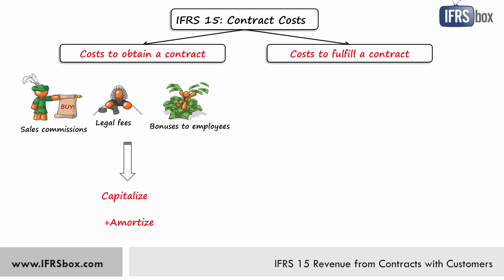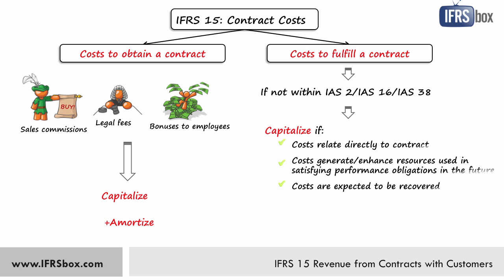Costs of fulfilling the contract are costs incurred in connection with satisfying performance obligation. And the standard says that if these costs are in the scope of some other standard, for example IAS 2, 16 or 38, then an entity needs to treat these costs in line with the relevant standard. If these costs are not within the scope of other standard, then these costs should be capitalized or recognized as an asset if they meet certain criteria stated by IFRS 15. Again, we won't go into many details here.